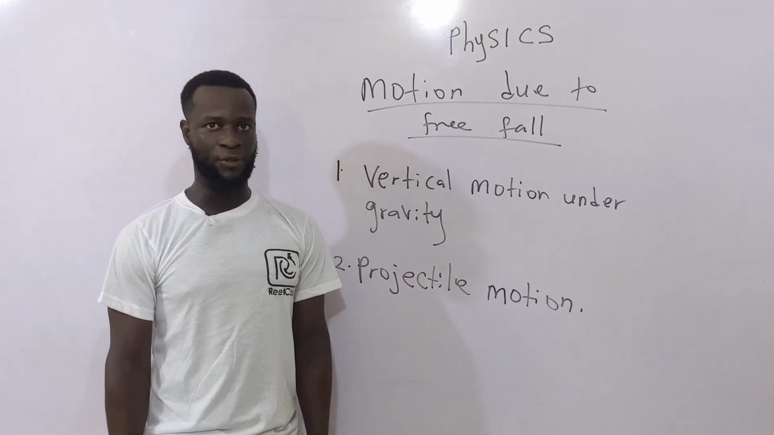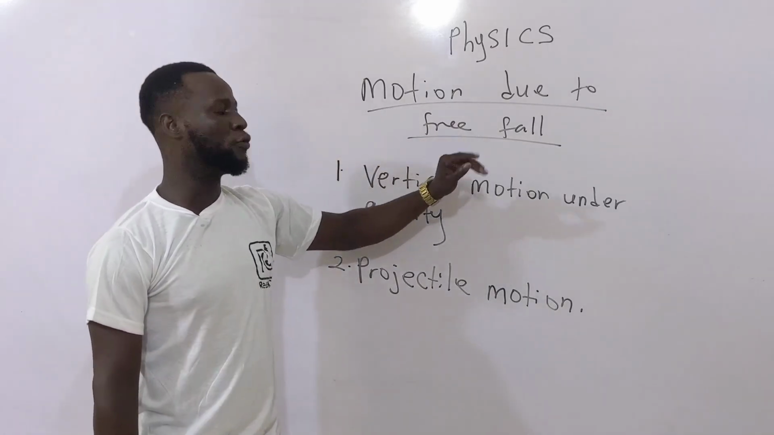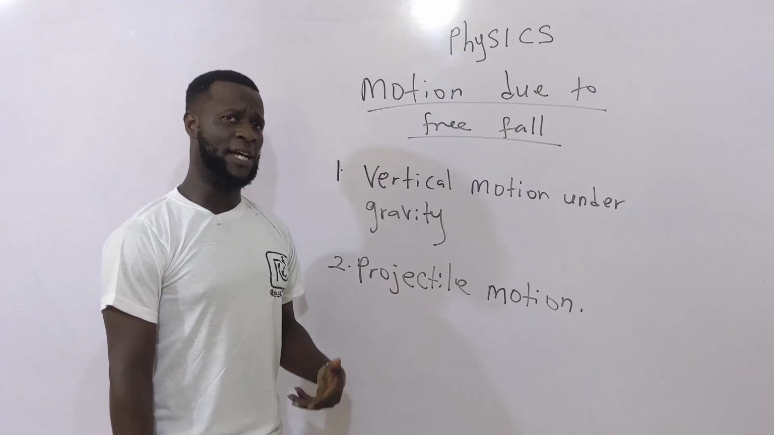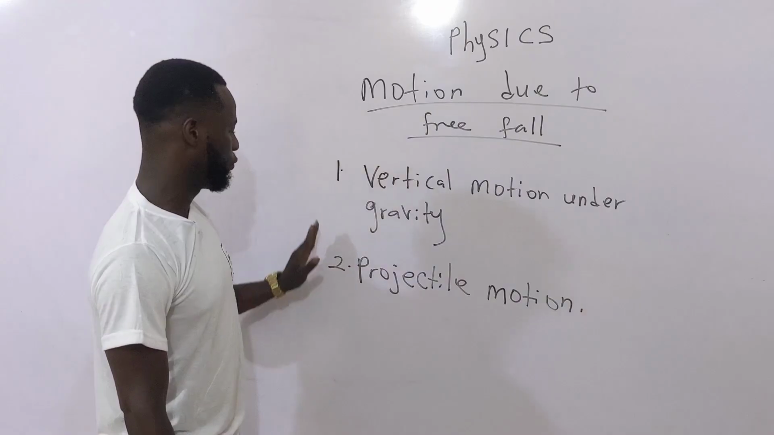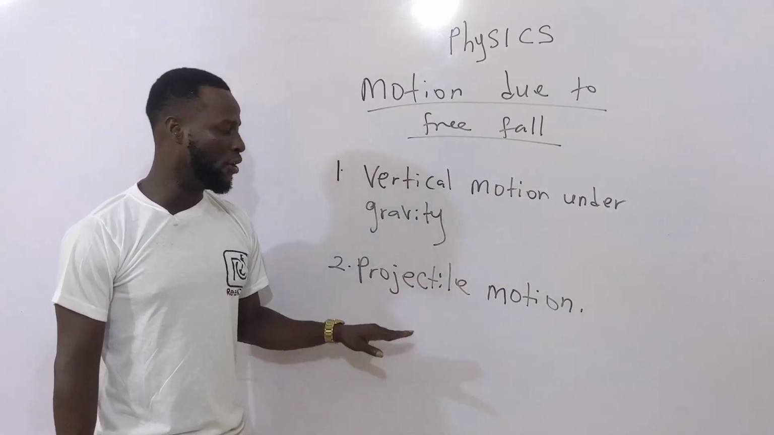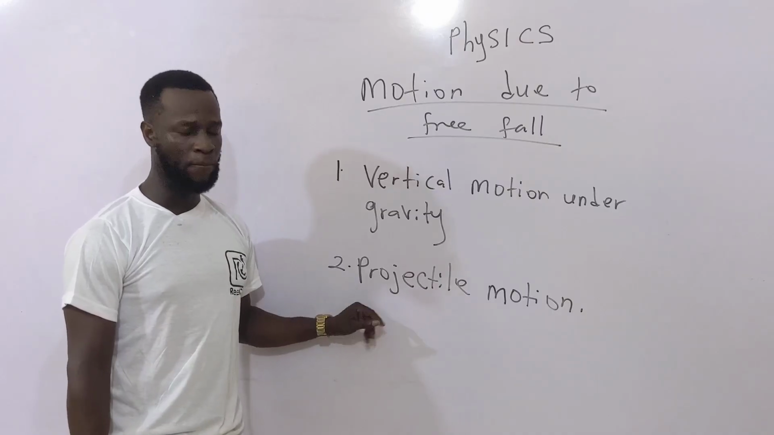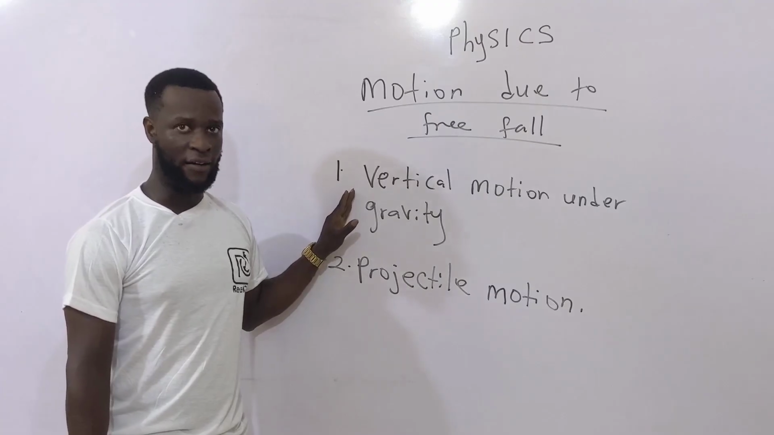I remain Engineer Shegun, and today we'll be discussing motion due to free fall, which is the same as motion under gravity. We can categorize them into two: vertical motion under gravity and projectile motion. Now, let's talk about vertical motion under gravity.